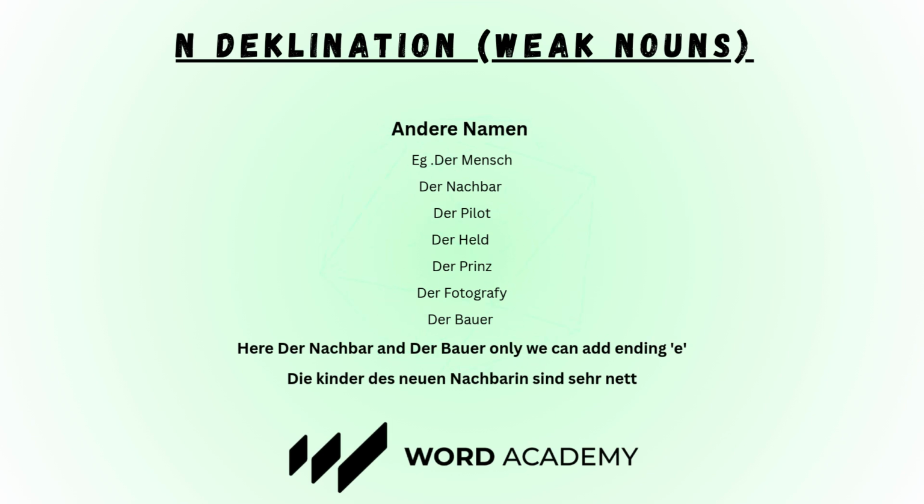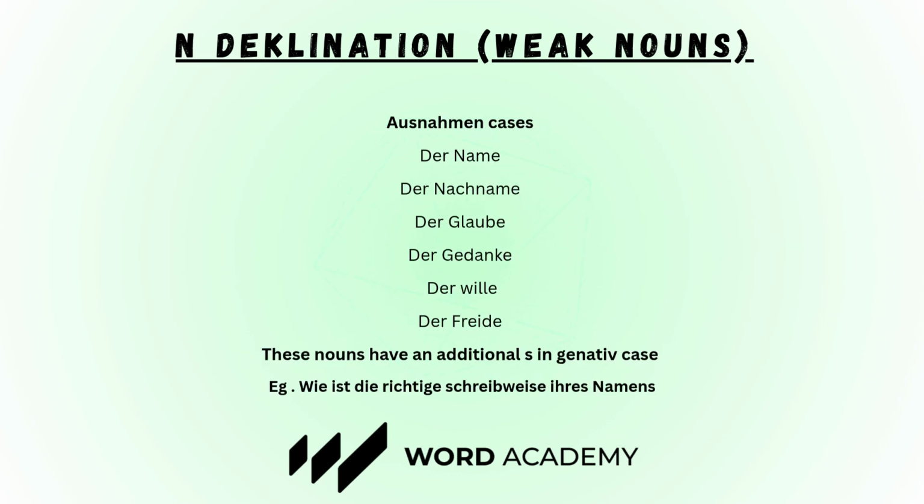We know that in any grammar there are special Ausnahmen cases. The first case is der Name, der Nachname, der Glaube, der Gedanke. We know that these are masculine nouns, but they are not animals or human beings or persons. But we must remember that these nouns have an additional ending s in the genitive case. Example, wie ist die richtige Schreibweise ihres Namens?